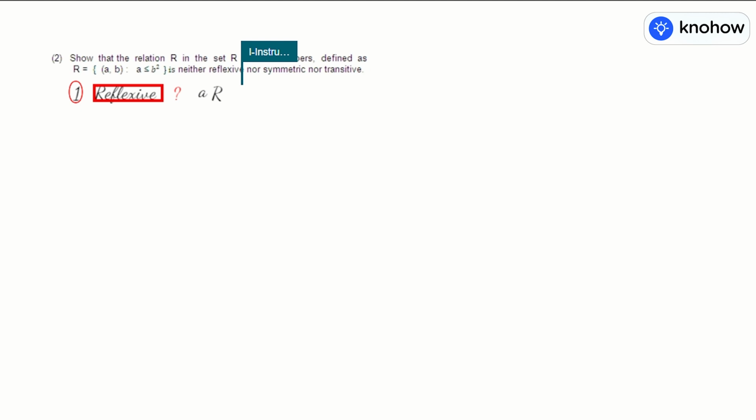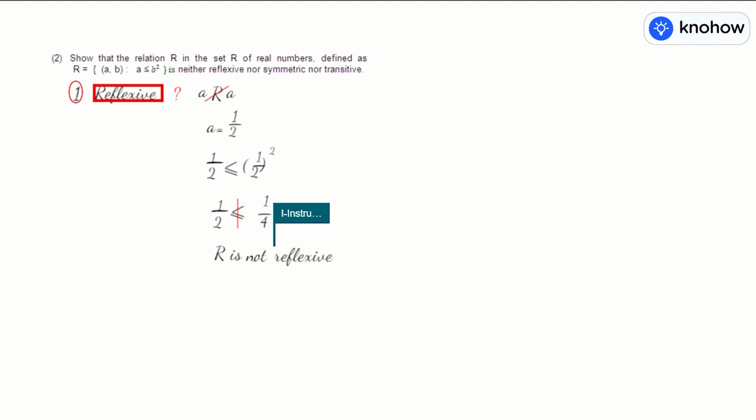R is not related to itself. Every element is not related to itself. Let's take an example. For some it may be, but it is not for all. Among all real values, let's choose a = 1/2. Then what about 1/2 ≤ (1/2)²? What is (1/2)²? It is 1/4. So do you find 1/2 is less than or equal to 1/4? No. So 1/2 is not less than or equal to 1/4. So we conclude that the given relation is not reflexive.